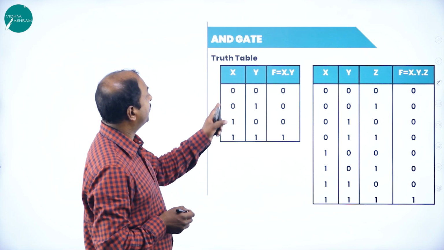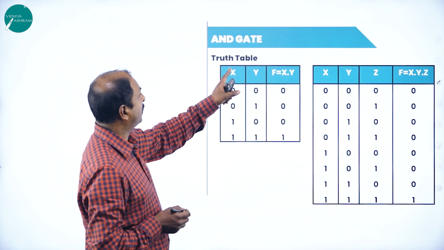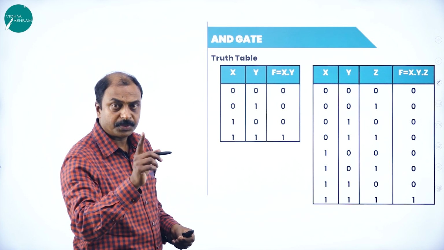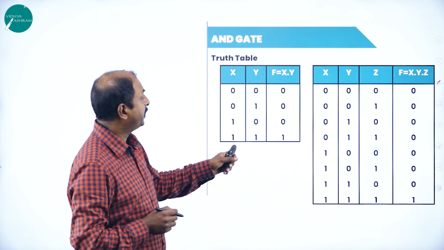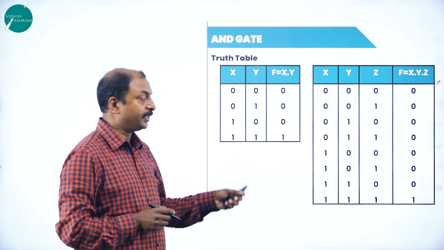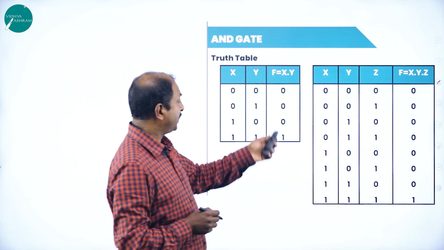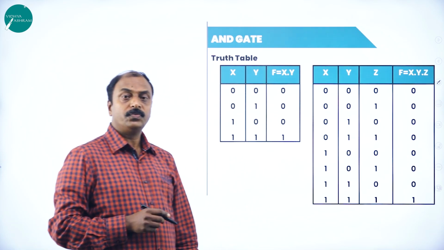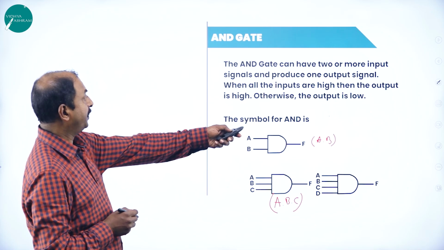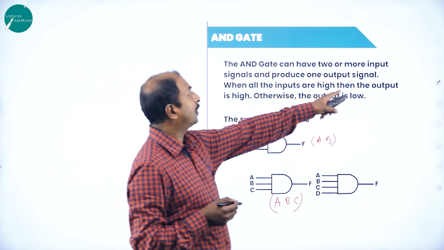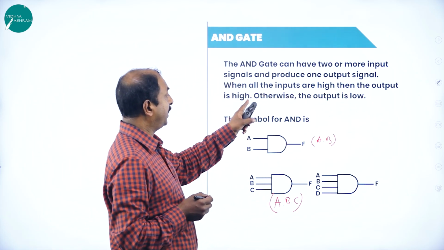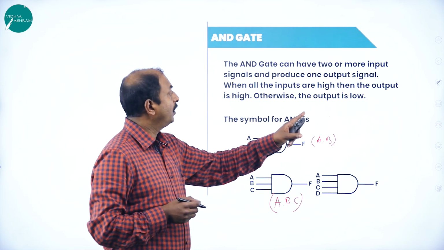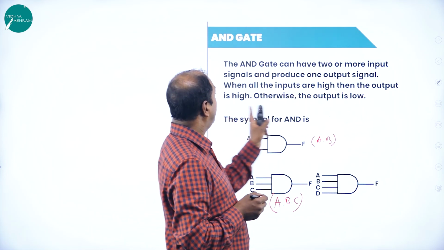With the help of this, we can write these combinations. There are 2 variables or 2 input signals, and for the output there are 4 different combinations. So what would be the output of this? As per the definition of AND gate, when all the inputs are high, then the output is high, otherwise low. Means when all the inputs are high.